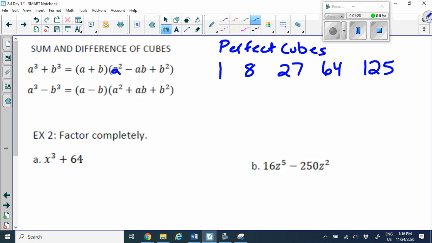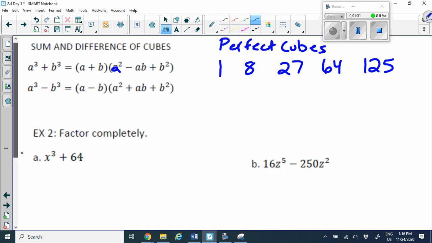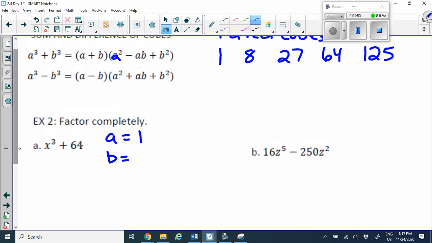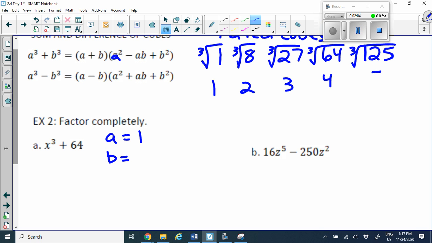Okay, so let's look at example 2a. We've got x cubed plus 64. We have to figure out our a and our b, so we have to take the cube root. Notice that our a, the number in front of the x cubed, is 1. Anytime you take a root of 1, it always gives 1 back, so the cube root of 1 is just 1. Now, the cube root of 64: we get 1, 2, 3, this is 4. So the cube root of 64 is 4.